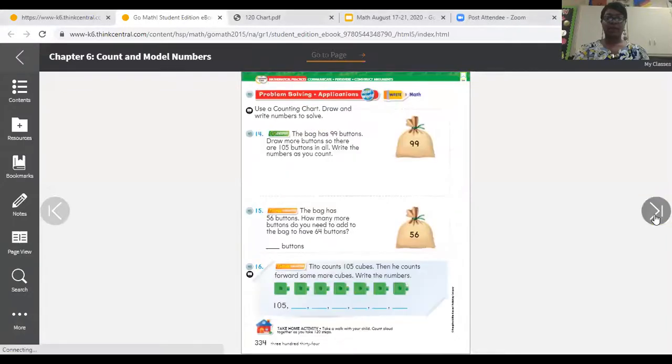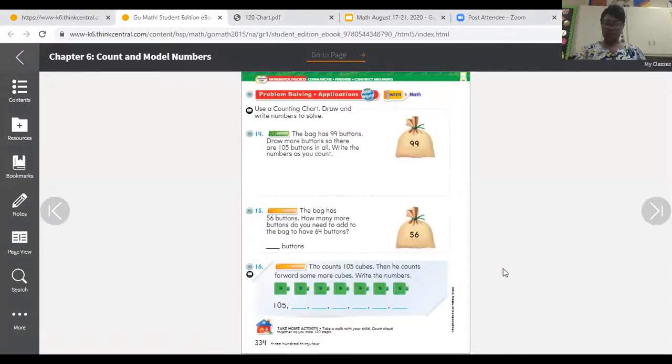Number 56 is a similar problem. The bag has 56 pennies. How many more pennies do you need to add to the bag to have 64 pennies? So you're going to do the same thing there. You are going to draw those circles and see how many pennies you need, okay?